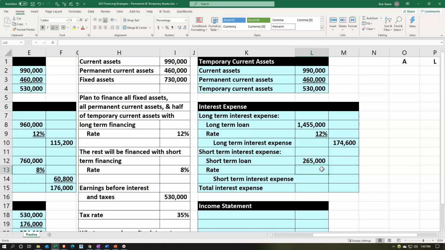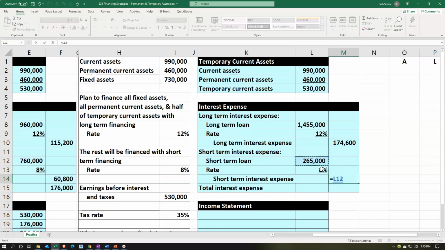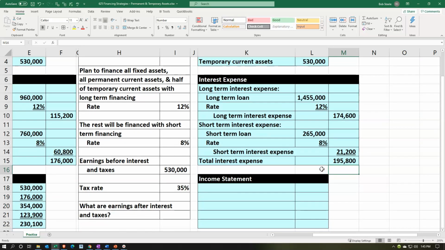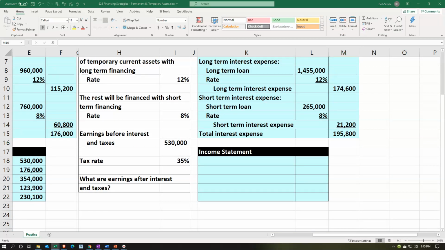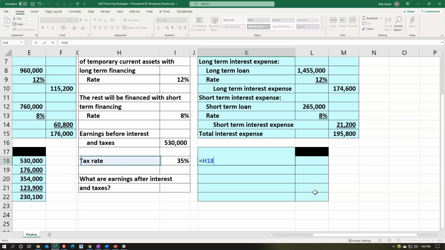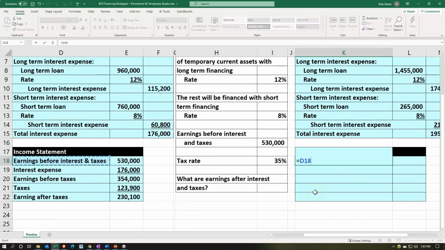And now we're going to say that this will be equal to the 8%. So we'll pick up the 8% there, let's say. Multiplying this out, the 265 times the 8% is going to give us the 21,200. Let's go ahead and sum up the interest on the total here then. It's going to be the 174,600 plus the 21,200. That's going to give us the 195,800.